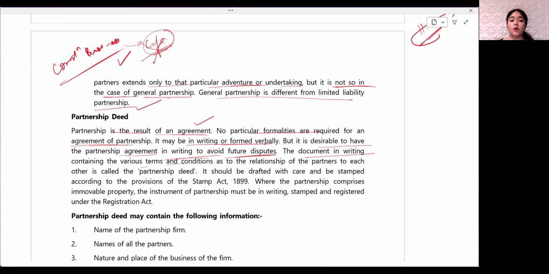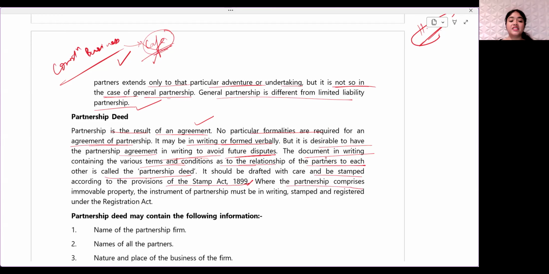A document in writing containing the various terms and conditions of the relationship of partners to each other is called a partnership deed. It is a particular agreement which consists of the terms and conditions of the partnership, what the relation of partners is, and how they are going to share the profits. It should be drafted with care and be stamped according to the provisions of the Stamp Act 1899. It needs to be stamped by the authority under the Stamp Act 1899.